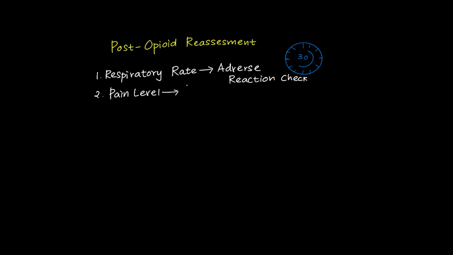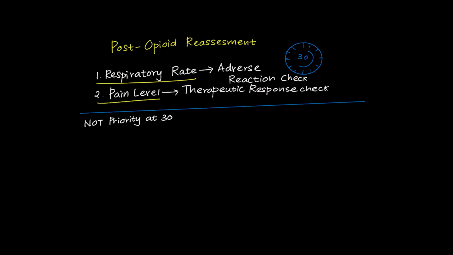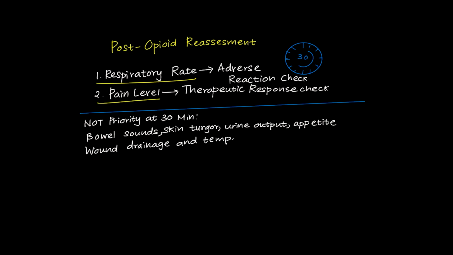That's your adverse reaction check. Pain level tells you if the drug actually worked. That's your therapeutic response check. Bowel sounds, skin turgor, urine output, appetite. Sure, those matter over time, but they're not what you're hunting for at the 30-minute mark. Wound drainage and temperature are about the surgical site, not the opioid.